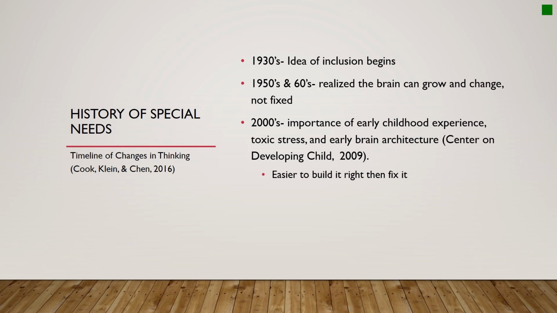And just in the 2000s here, as the importance of early childhood experience, toxic stress, and some of these early brain architecture concepts come out, where we really know that it's easier to build the brain right from the start than to fix it later on in life. And so we now know that there's a certain amount of stress or negative experiences that put children more at risk for developmental delays. So we're really trying to get in and be preventative on those risks, or if they are occurring, address them as soon as possible, so that child is more likely to build the foundation of knowledge that they need from the start.